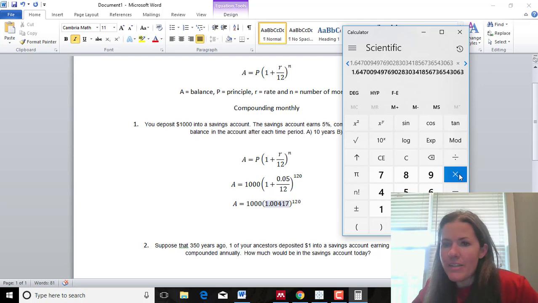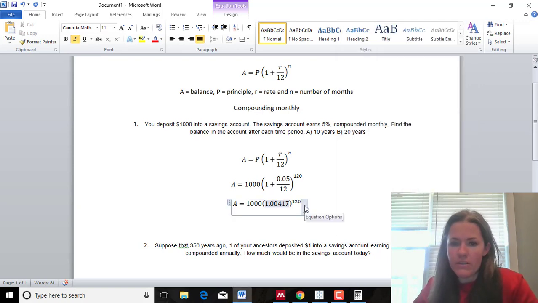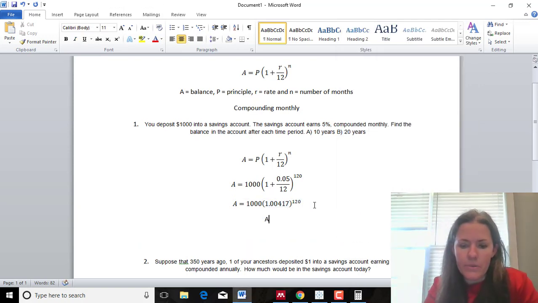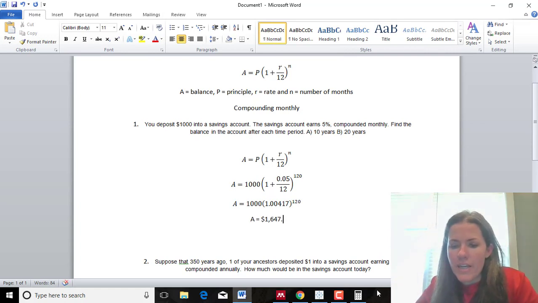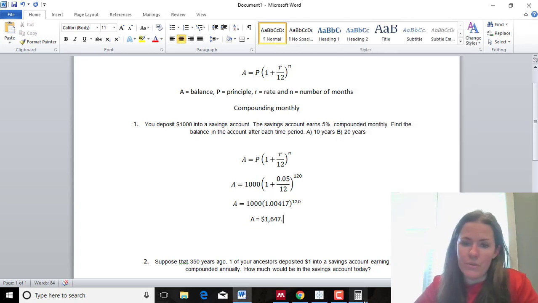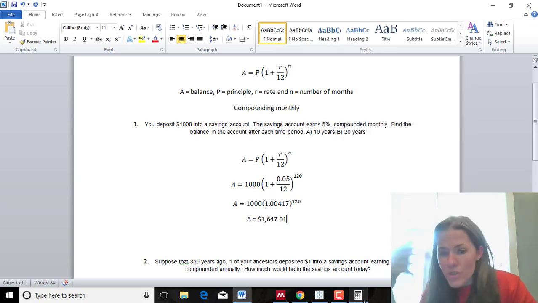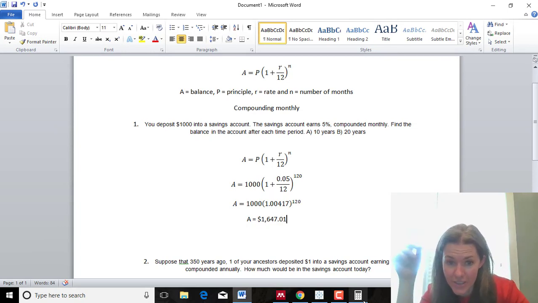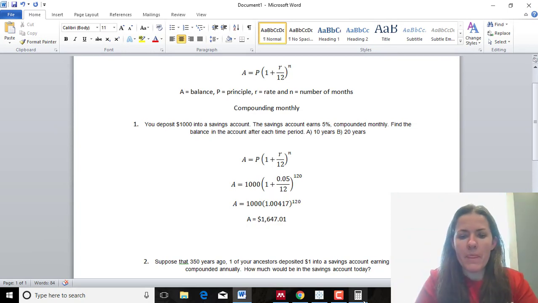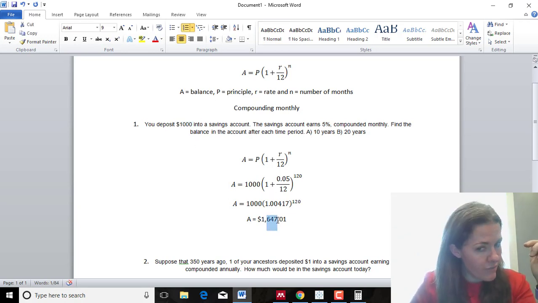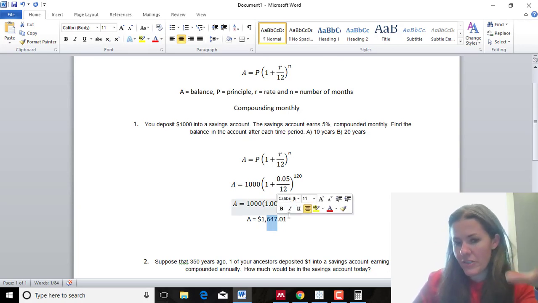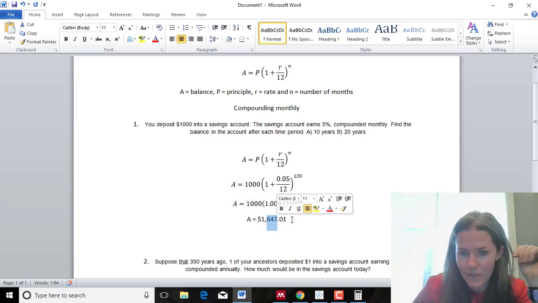Then I'm going to multiply that by 1,000, because that's the 1,000 on the outside. And that equals $1,647. We care about cents, right? It's only 1 cent. So that's how much is going to be in the account at the end of 10 years. If I put in $1,000 initially, I really only earned $647, because that's all interest, which is actually really good. If you can get an account like that, that's pretty awesome.